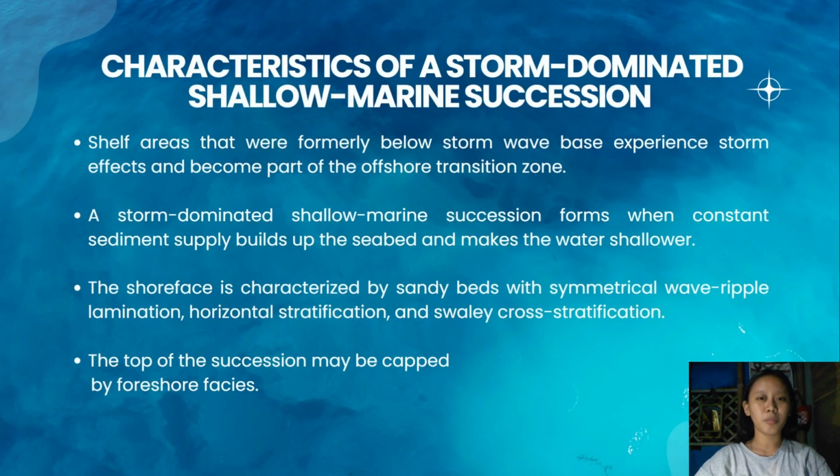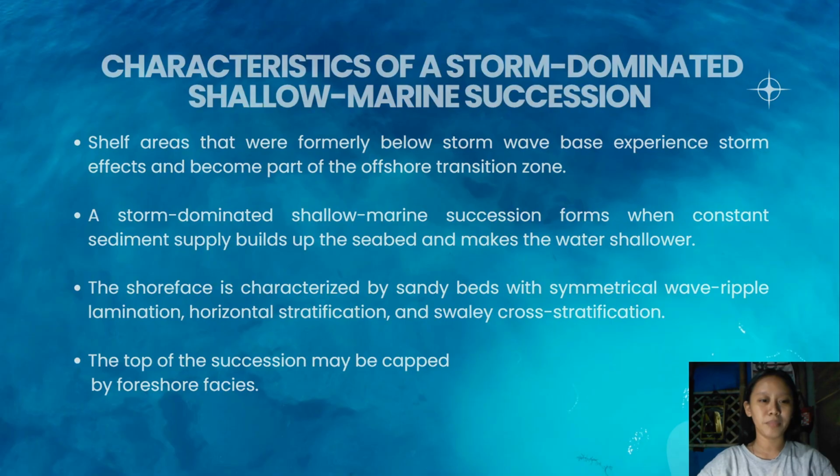Characteristics of a storm-dominated shallow marine succession. Shelf areas that were formerly below storm wave base experience storm effects and become part of the offshore transition zone. A storm-dominated shallow marine succession forms when constant sediment supply builds up the seabed and makes the water shallower. The shoreface is characterized by sandy beds with symmetrical wave ripple lamination, horizontal stratification, and swaley cross-stratification. And the top of the succession may be capped by foreshore facies.